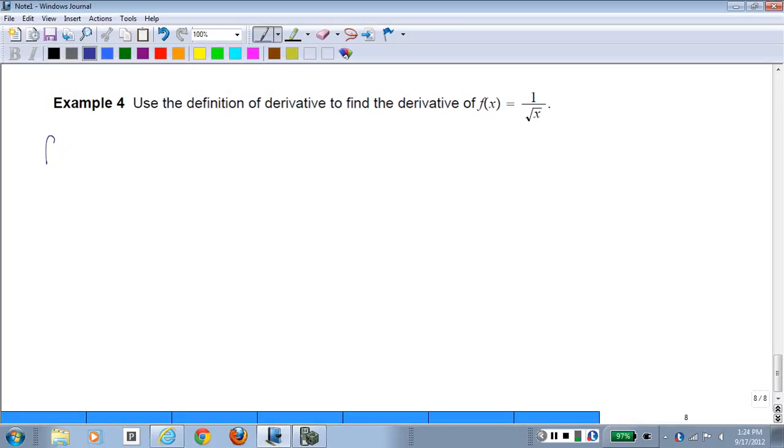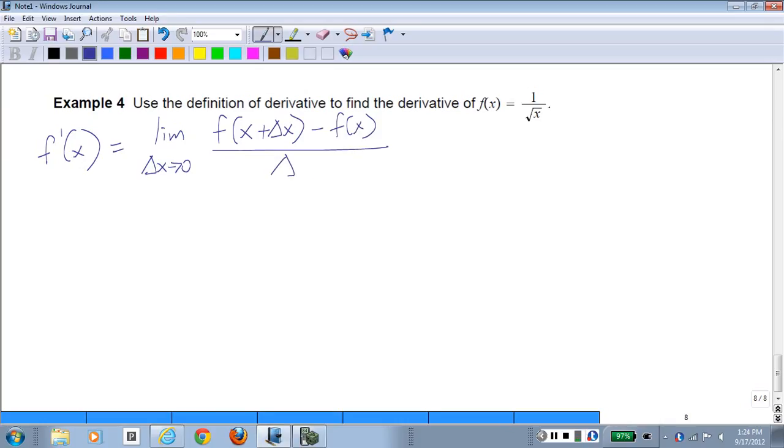I want to try to find f prime of x, a function which will give us the slope of the tangent line to this graph at any point where it is differentiable. F prime of x equals, just write down the definition, the limit as delta x approaches 0 of f of x plus delta x minus f of x all over delta x. If we're focusing on a particular value of x, this is the slope of the secant line extending from x to x plus delta x.